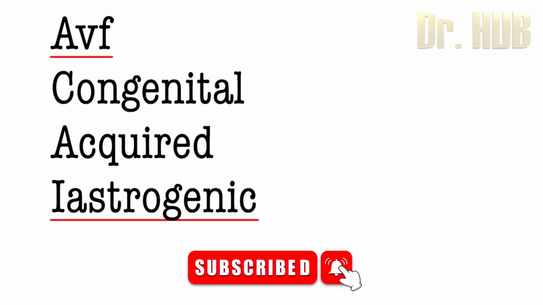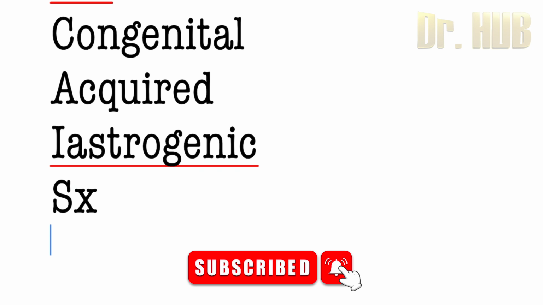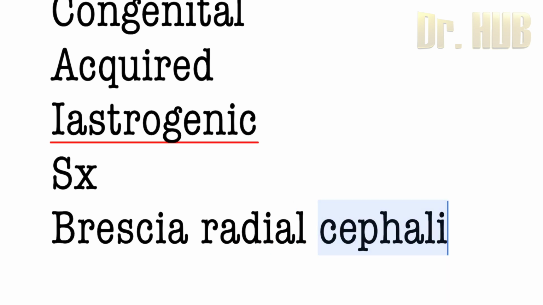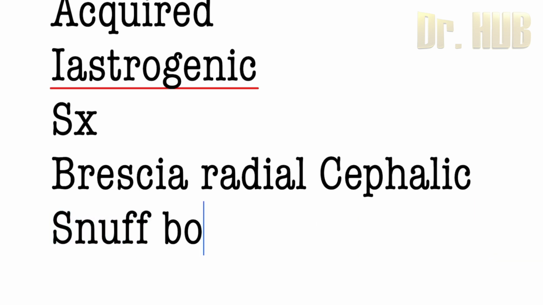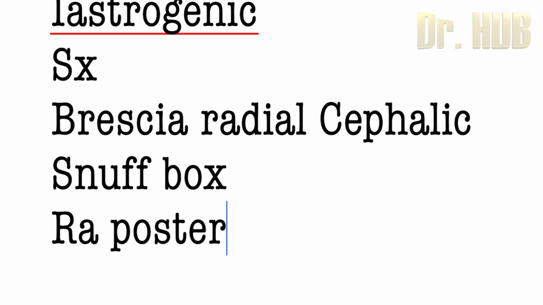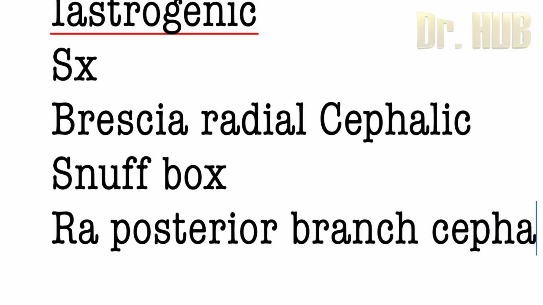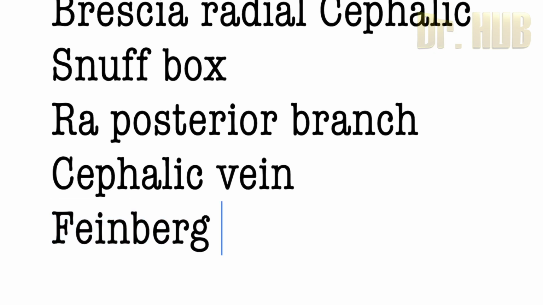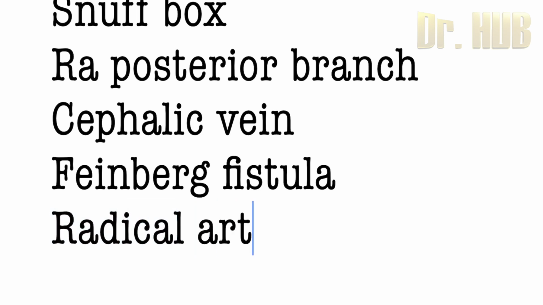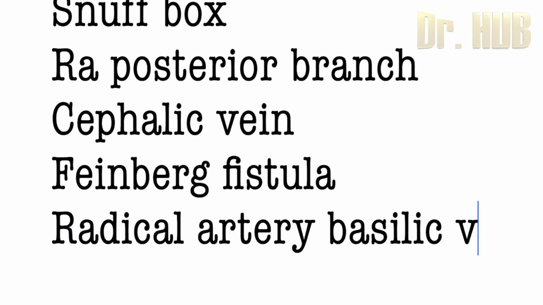Now next, surgically created fistula. It includes the Brescia fistula, which is for hemodialysis between the radial artery and the cephalic vein. Then comes the snuff box fistula. So what about the snuff box fistula? It is between the posterior branch of the radial artery and the cephalic vein. Then comes the Fmge fistula, which is between the radial artery and the basilic vein.